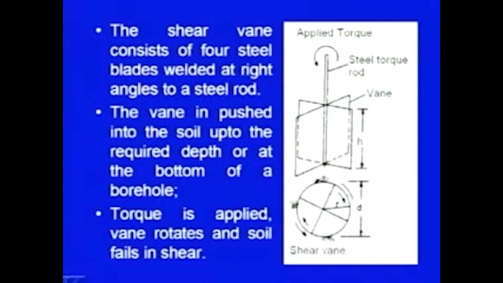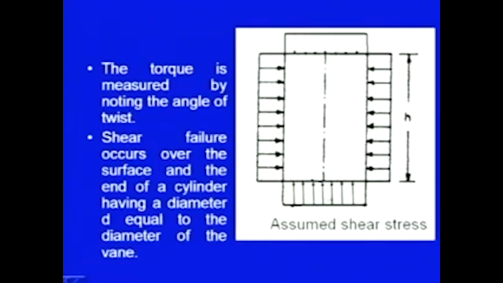Here is the diagram of the vane shear test. These are the vanes. It consists of 4 blades, first, second, third and fourth. These blades are welded to a rod, and this vane is then pushed into the ground, into the soil up to the required depth or at the bottom of the borehole, and then at the top a torque is applied, and there is an arrangement which can measure the torque. So, torque is applied and the vane will rotate, and at the periphery the soil will fail in shear, and the torque can be related to the shear strength.